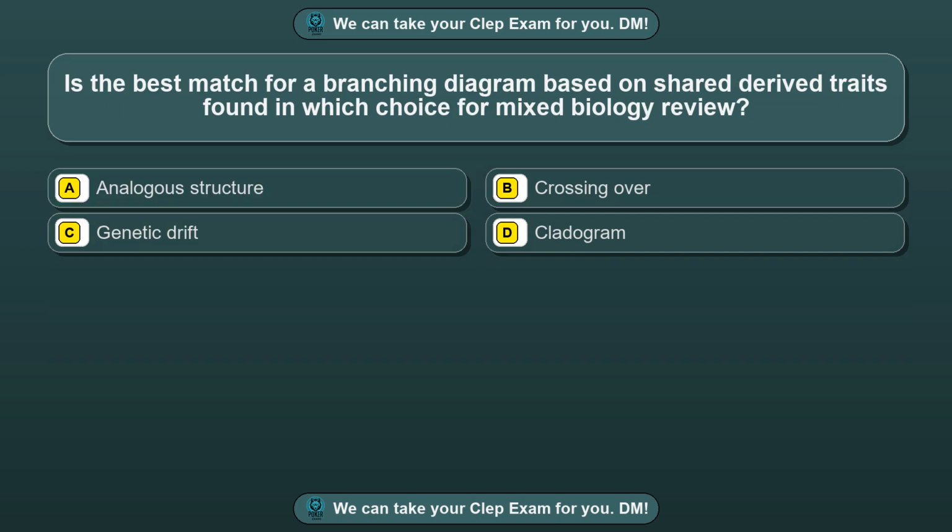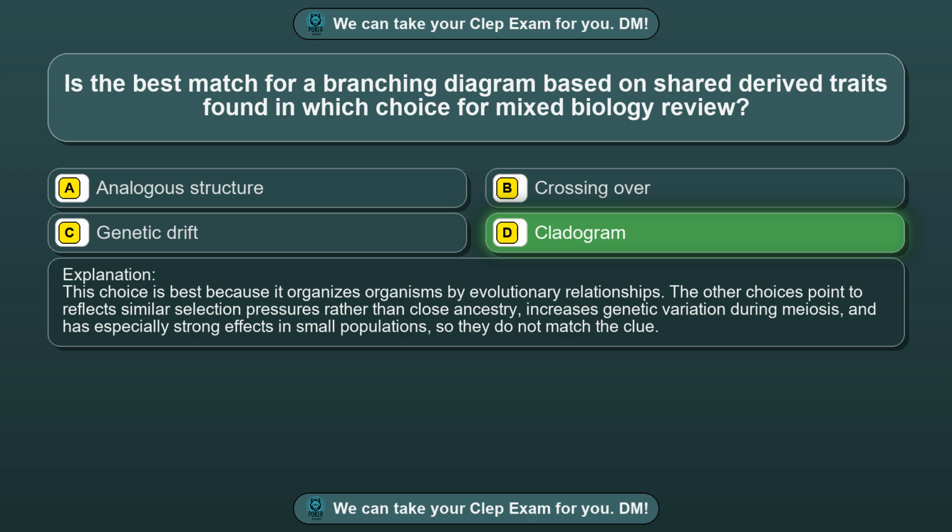Question 23. Is the best match for a branching diagram based on shared derived traits found in which choice for mixed biology review? Option A, analogous structure. Option B, crossing over. Option C, genetic drift. Option D, cladogram. The correct answer is option D, cladogram. This choice is best because it organizes organisms by evolutionary relationships. The other choices point to traits that reflect similar selection pressures rather than close ancestry, a process that increases genetic variation during meiosis, and a force that has especially strong effects in small populations, so they do not match the clue.